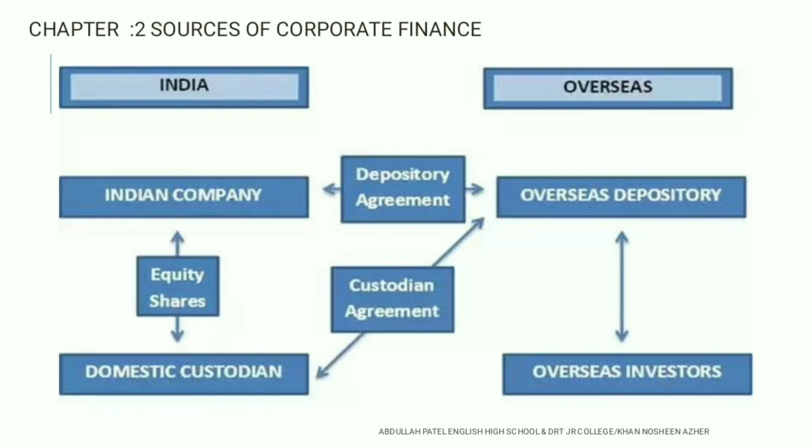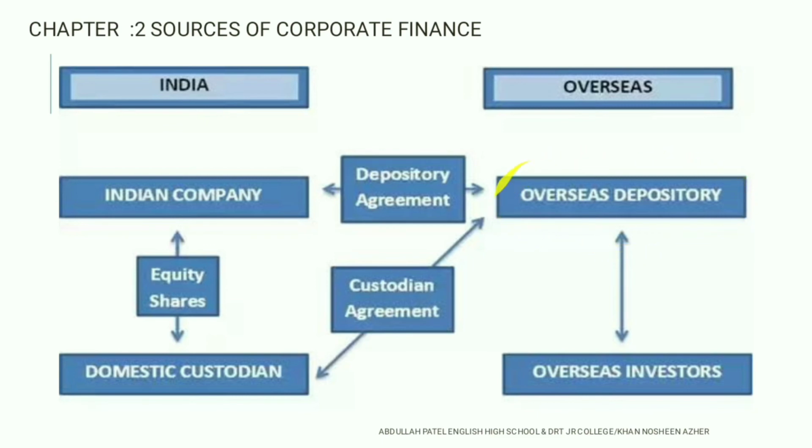That means the company holds its equity shares with whom? With the domestic custodian. So they will perform each and every activity. They will do all the paperwork on behalf of the company. So they both have to come into the contract. The domestic custodian has to come into an agreement with the overseas depository bank.